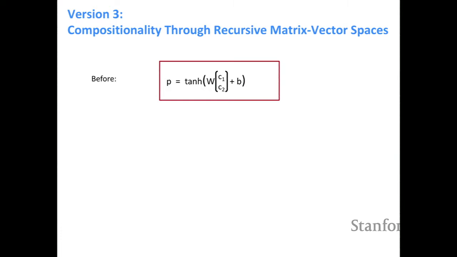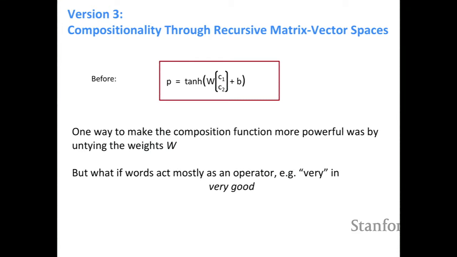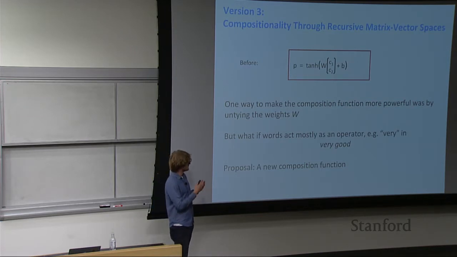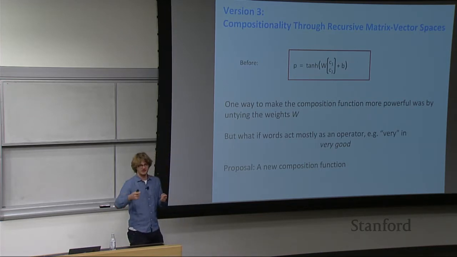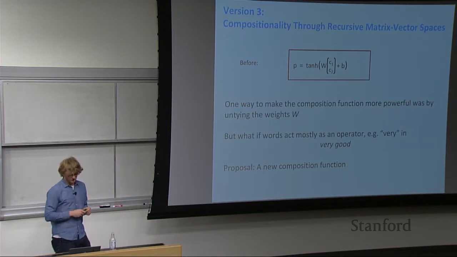Now, the third variation that we'll cover is basically taking into account that some words and their interactions are actually different depending on what kinds of words you have. So for instance, very doesn't have much of a meaning in and of itself. But very actually acts more like an operator on the words that it's being combined with. So you might say, for instance, if good has some kind of vector representation, then very good should have a stronger vector representation in that general direction of good.